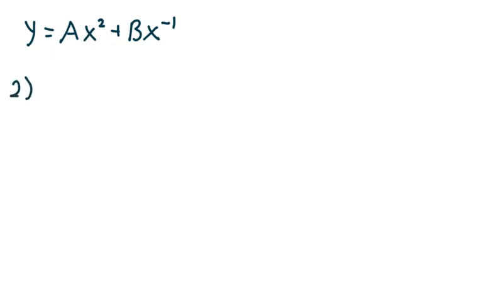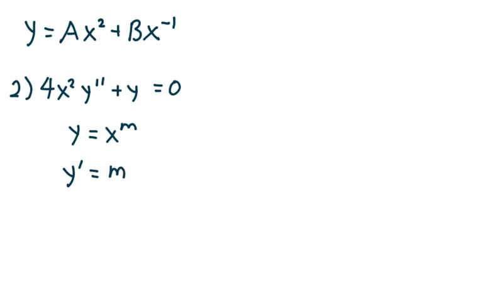Let's take a look at example 2. Suppose I had 4x squared y double prime plus y equals 0. So y equals x to the m. y prime is m x to the m minus 1. We need y prime to get y double prime. So y double prime is m times m minus 1, x to the m minus 2.